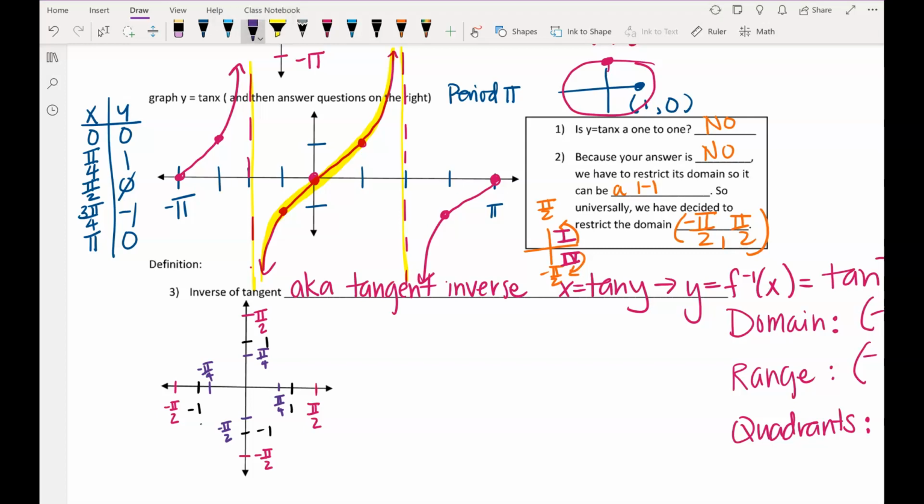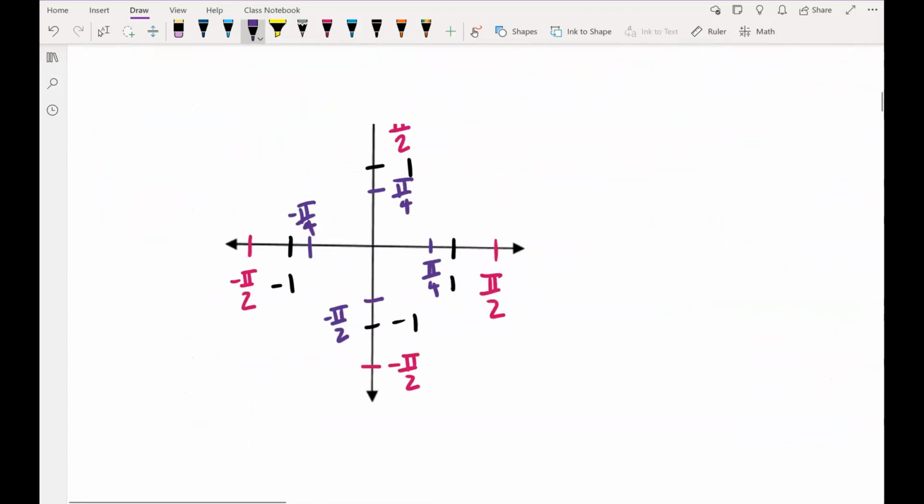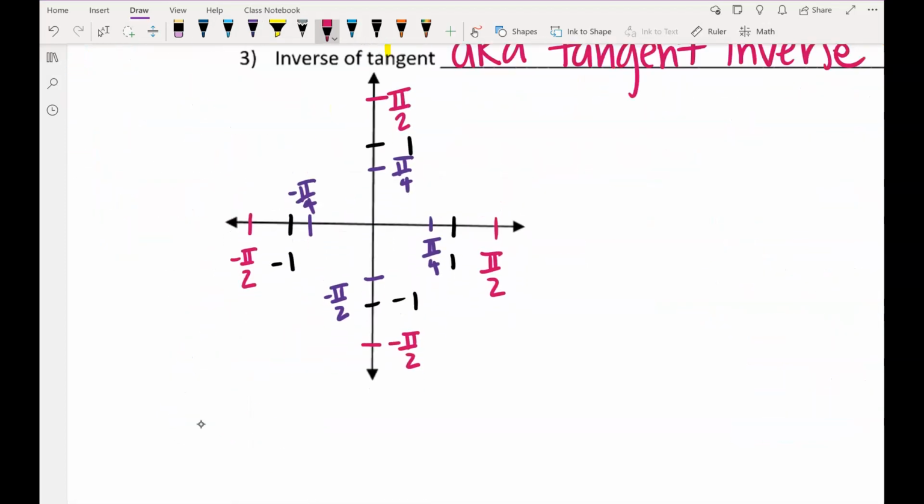We have asymptotes at negative pi over 2 to pi over 2. So we're going to do the same thing. We will have asymptotes at pi over 2 and negative pi over 2, except this time they are not vertical. They are horizontal, okay?